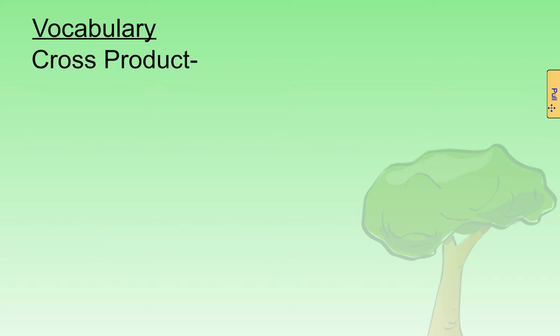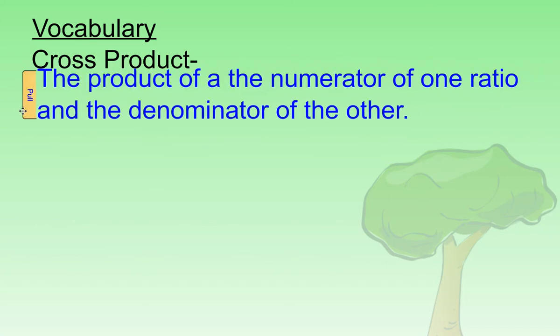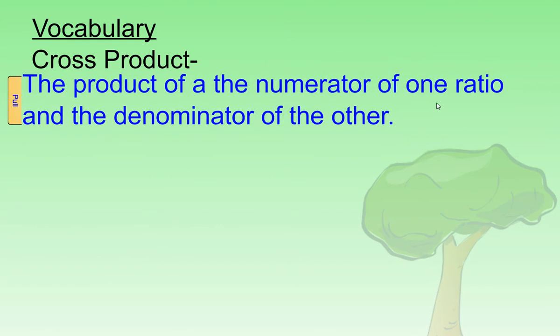So a cross product, cross multiply, a cross product is the product of the numerator of one ratio and the denominator of another. And that's what we're going to be doing. Nothing much to say here because we'll see all this stuff in these next couple problems.